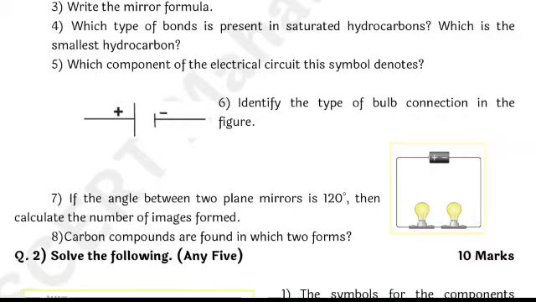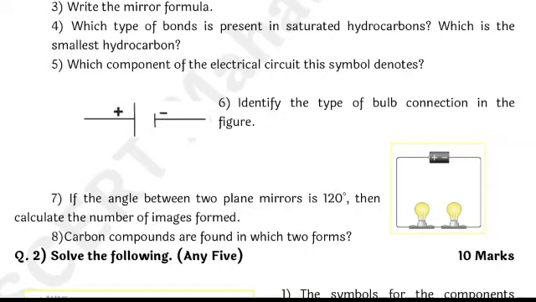Now, question number 5. Which component of the electric circuit does this symbol denote? The figure is given here. You have to find the correct answer from this figure. And question 6 is, identify the type of bulb connection in the figure. The figure is also given on the bottom side.